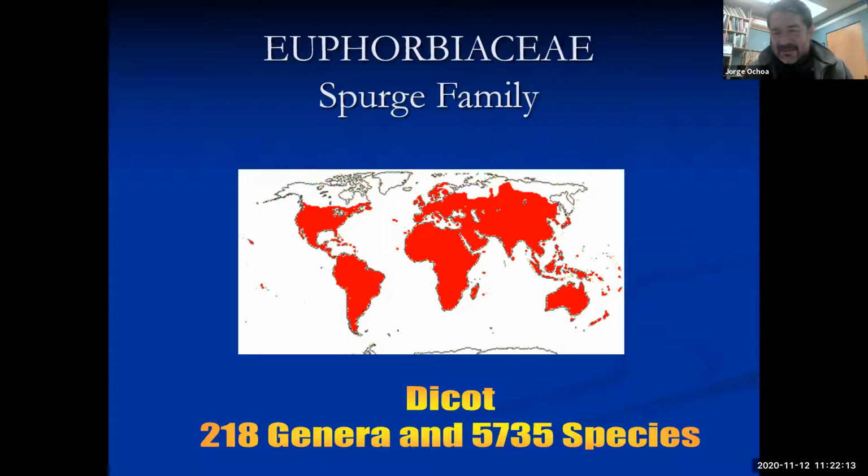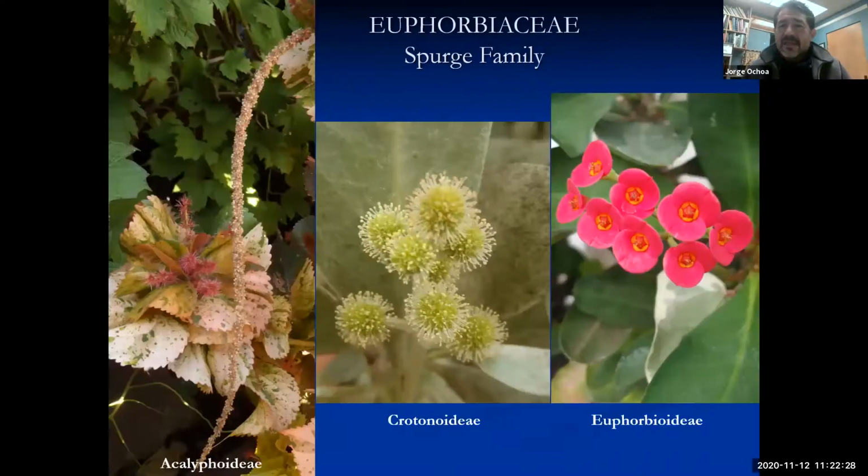So dicot, 218 genera, we'll see the ones that you may need to be familiar with, and then we'll skip the others, and then about 57,000 plus species. So it's going to be a medium family group. Once again, we are going to have to separate this family group into three different subfamilies. So we have the Acalyphoideae or the Acalypha. We'll get to see that one later on.